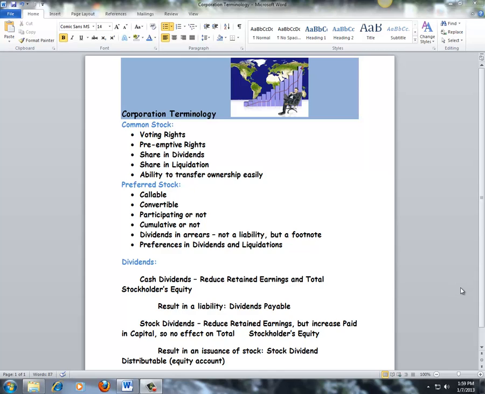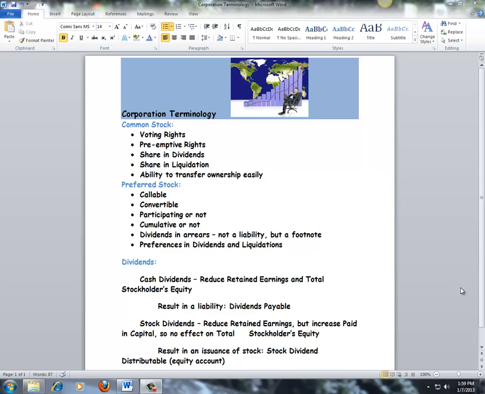Hi, I thought I would give you some insight into the terminology that we'll be learning dealing with corporations. And corporations sell ownership in their organizations by issuing stock. Every corporation has to have common stock. Some corporations also have preferred stock, and then they have classes of common and preferred as well.